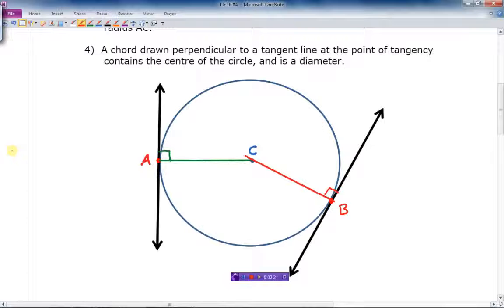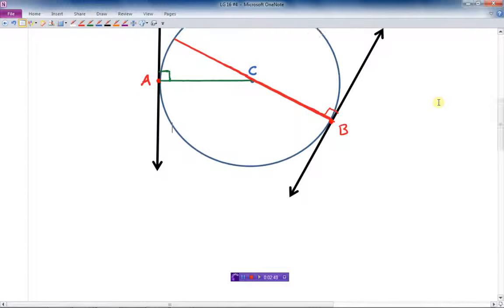And if I kept going with that line straight across, it would be a line that is a diameter. So this red line now is the diameter, or two radii put together, because it goes through the center of the circle. Okay, so those are the key ideas of this last section of circle geometry.